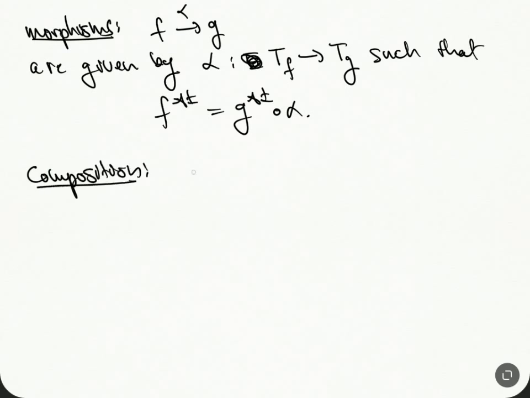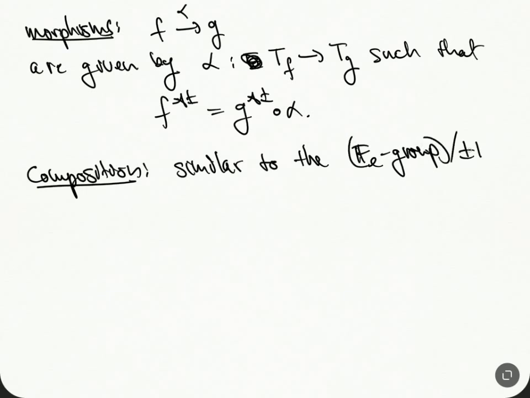Then for the composition, we have to check that this is a category. This is similar to these groups modulo plus or minus 1. Okay, so that's what the composition is, and so again the notation.